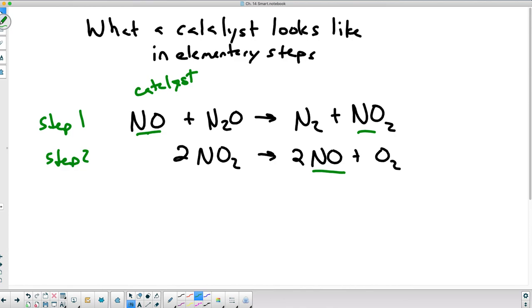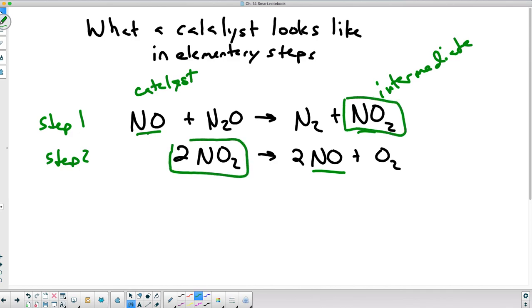Now we do have an intermediate. What's an intermediate? An intermediate is something that is produced and then used up again, and that would be our NO2. Notice we have an NO2 here, and we have an NO2 here. And the NO2 gets used up, which means that it's an intermediate. So this is the difference between a catalyst, the NO, and an intermediate, NO2. And that's important to know. All right. Thanks for paying attention to Notes 14.7.